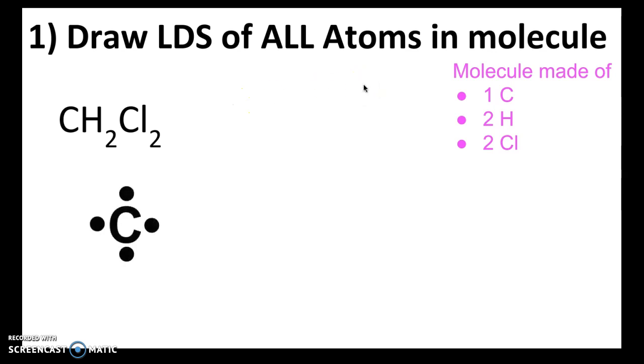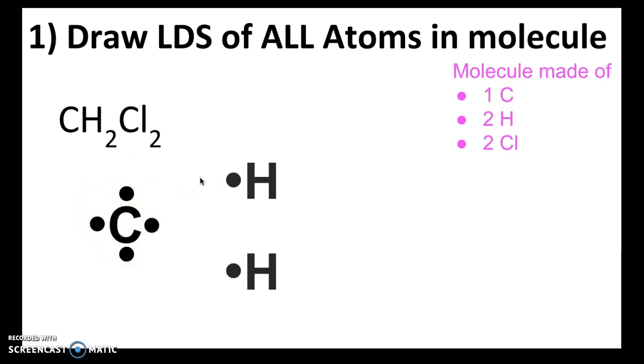So I'm going to start by drawing the Lewis dot structure of carbon, since that's the one that's written first. Carbon is in group 14. It has 4 valence electrons. And remember, when drawing the Lewis dot structure of the atoms, you make sure you give each corner 1 electron before you pair it up. So in this case, all 4 corners get 1.